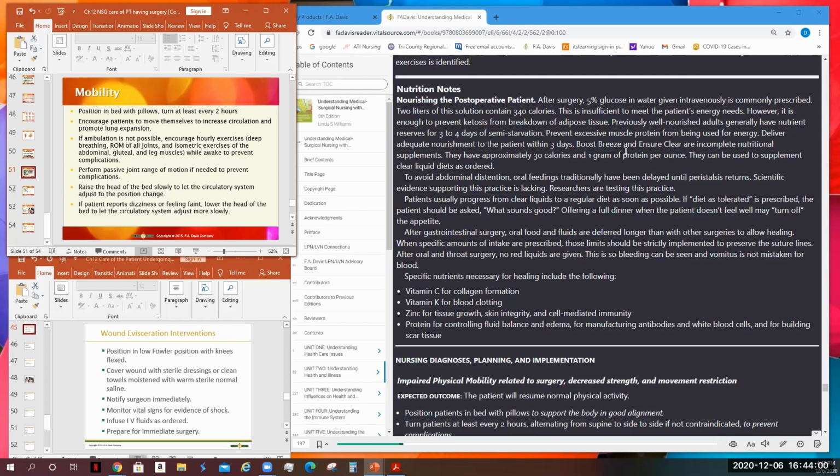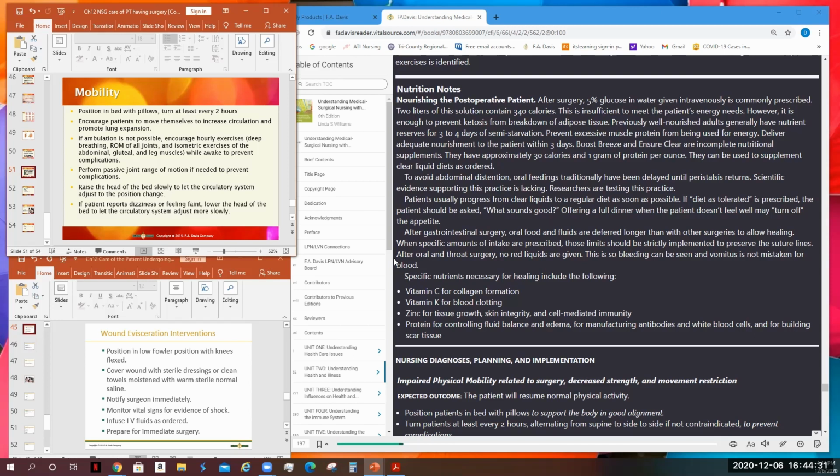After gastrointestinal surgery, oral food and fluids are deferred longer than with other surgeries to allow healing. When specific amounts of intake are prescribed, those limits should be strictly implemented to preserve the suture lines. After oral and throat surgery, no red liquids are given. This is so bleeding can be seen and vomitus is not mistaken for blood.